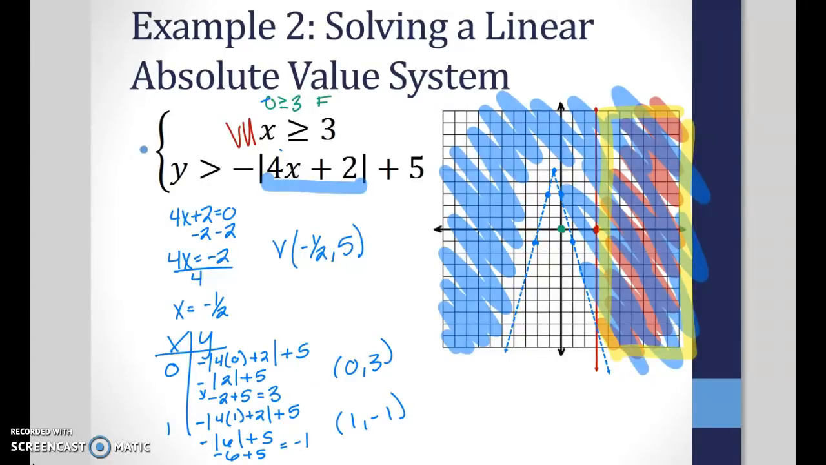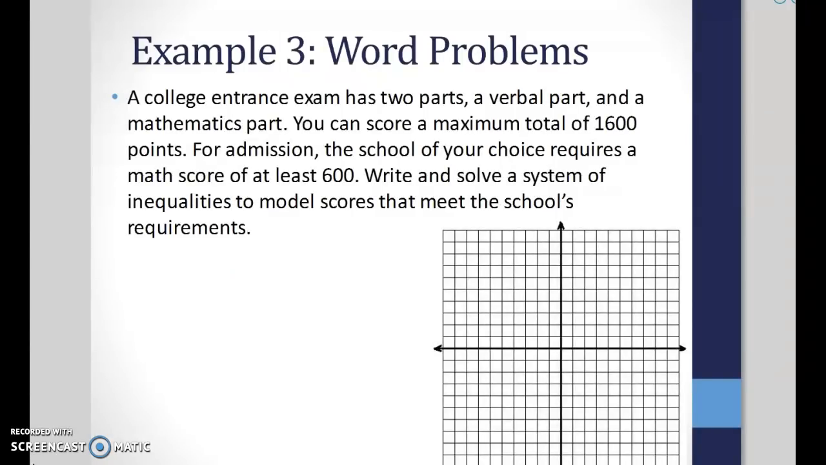So that's where our solutions are going to lie. Last but not least, we are going to do a word problem. A college entrance exam has two parts, a verbal part and a mathematics part. You can score a maximum total of 1,600 points.